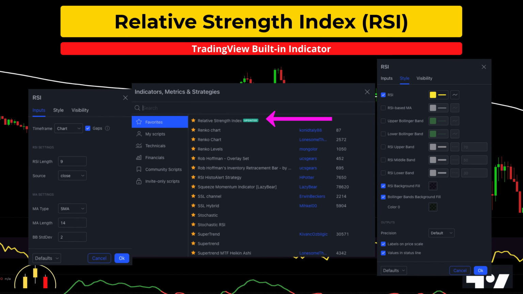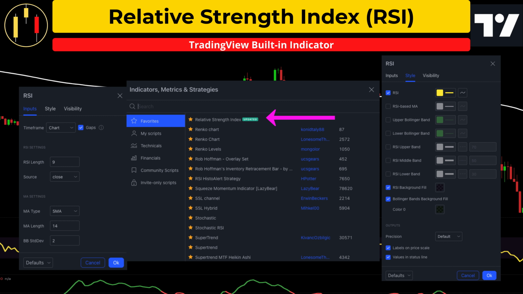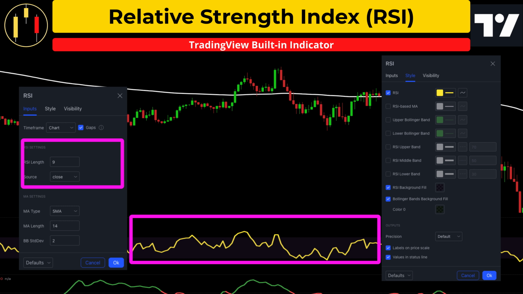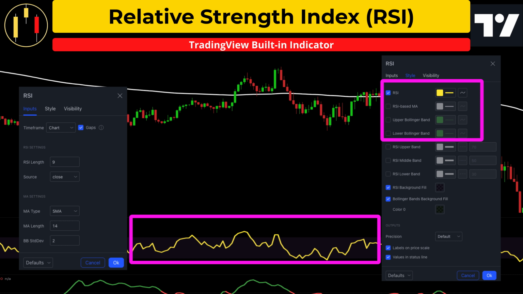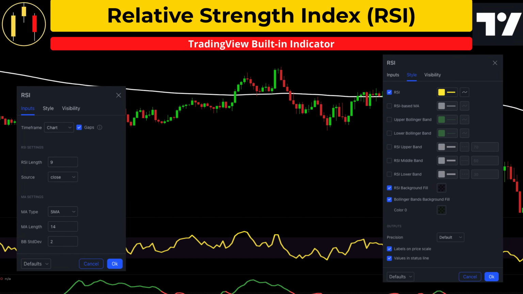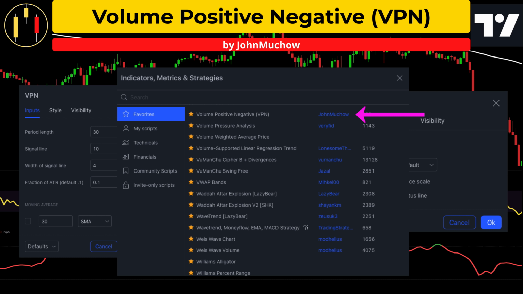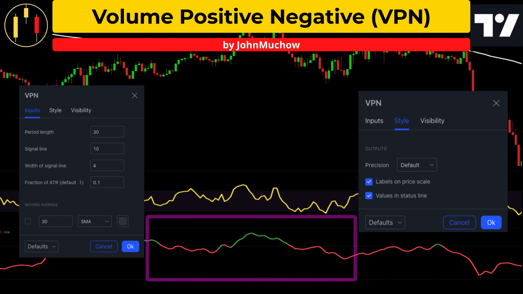The second free TradingView indicator is the Relative Strength Index, or RSI. I'm going to change the length from the default 14 to 9 to make it more responsive and color it in yellow. The Relative Strength Index is a momentum oscillator, and in this system, we are going to use it to identify trade setups.